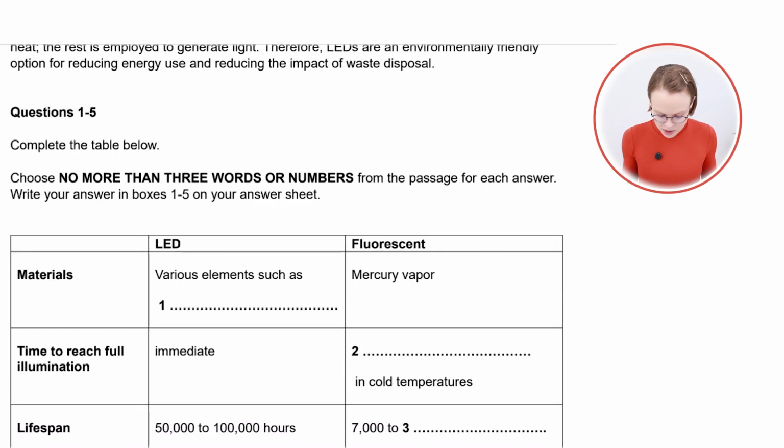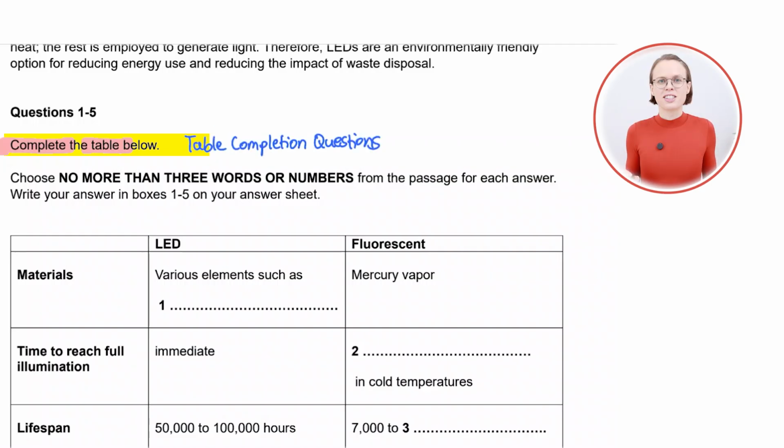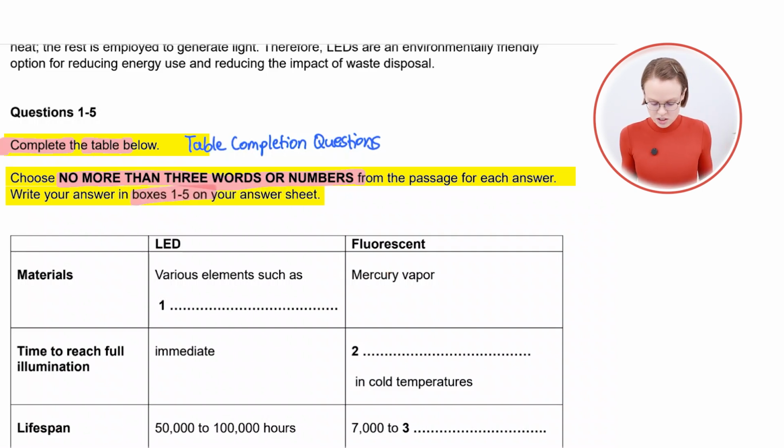What do they say? Complete the table below. So you have to complete the table. And if you read this, you know that these are table completion questions. I'm going to write this down here. The instructions go on saying, choose no more than 3 words or numbers from the passage for each answer. Write your answers in boxes 1 to 5 on your answer sheet.